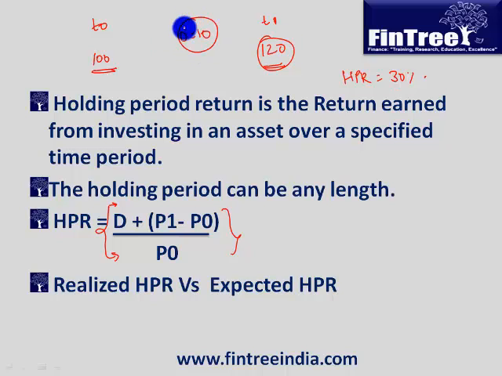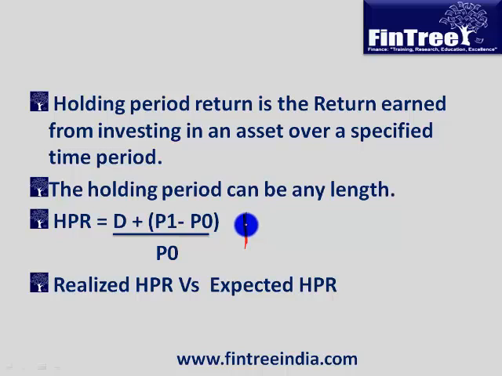When I calculate this 30%, I'm making an assumption. Tell me what is that assumption? Correct. The assumption I have made is that this dividend was also paid at the end of the year, or it was paid during the year but it was not reinvested, and therefore at the end of the year it remained 10. Are you following this? But had I received this in the middle of the year and had I reinvested, this 10 might have become 11 by the end of the year, and then my holding period return would have changed. So this is one concept.